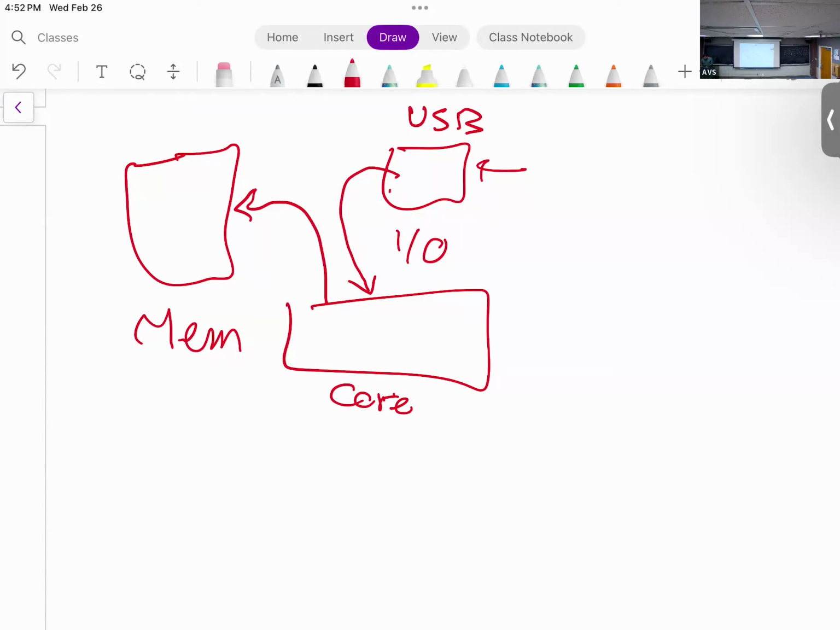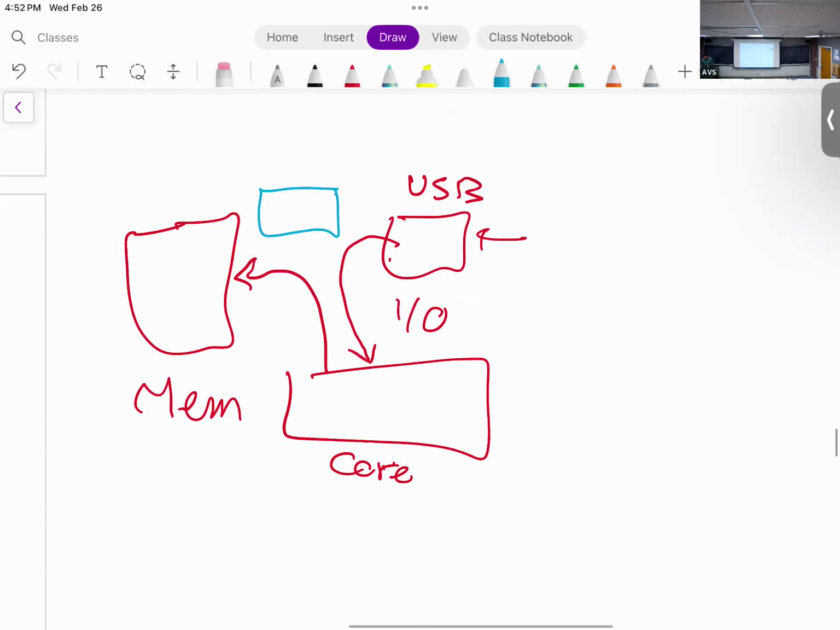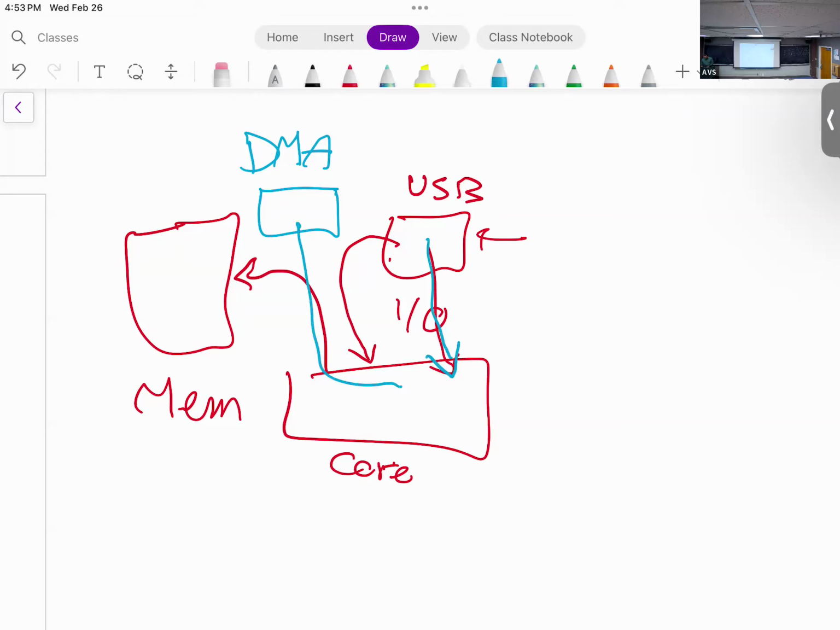In order to fix this, we usually have an additional component in our system called direct memory access, or DMA. The first time that the USB or any other I/O component wants to read or write from the memory, they send a request to the CPU. Let me show it with a different color. They send a request to the CPU. The CPU will configure the DMA, basically saying that this guy will send you some data and it will be written to this part of the memory. So we configure the DMA using the configuration register that the DMA has.